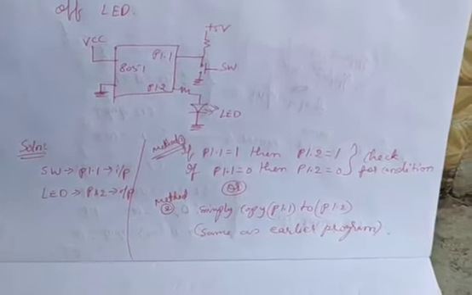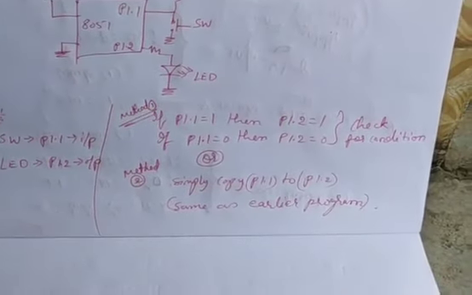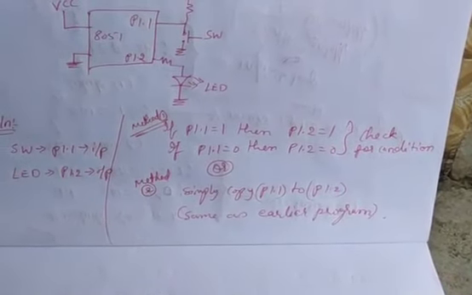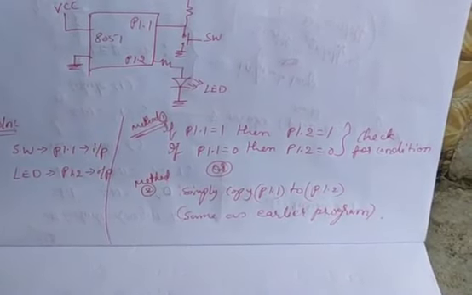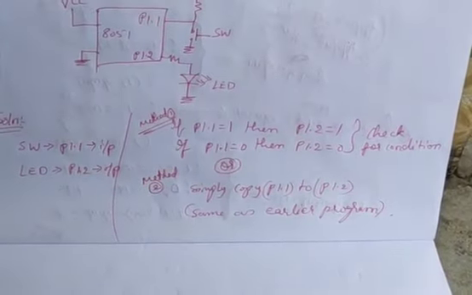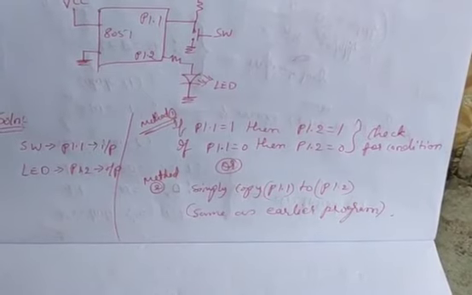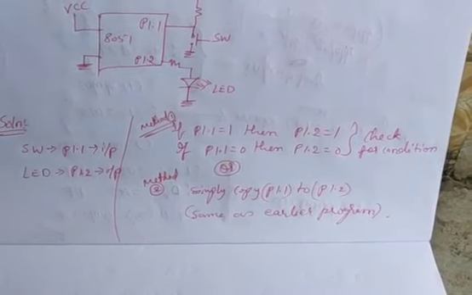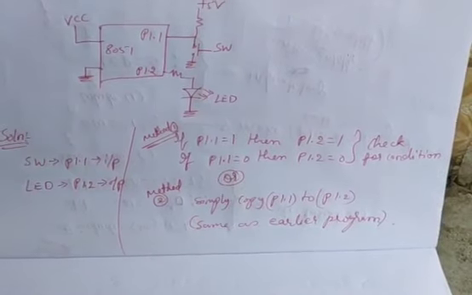There are two methods to do that. First method, you can use some conditions. Say the condition is, if port 1.1 is 1, then port 1.2 is also 1. If port 1.1 is 0, then port 1.2 is 0. Using this condition you can do it, for example you can use JC, jump if carry, in the program and do that.